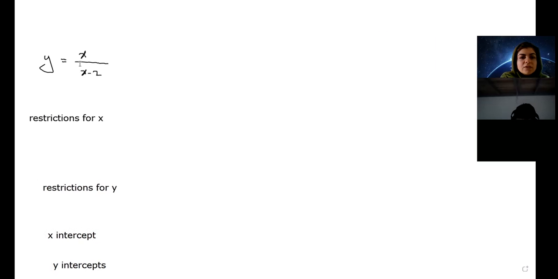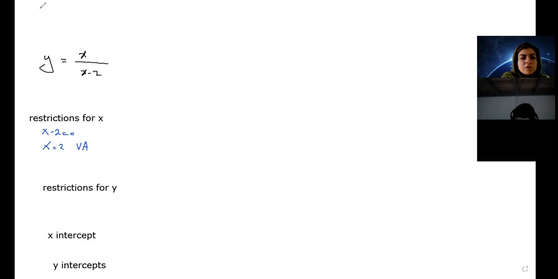Restriction for x: you have to look at the denominator, right? So x minus 2, I equal it to 0. You rearrange it for x equal to 2. The restriction for x is your vertical asymptote. Make sure.